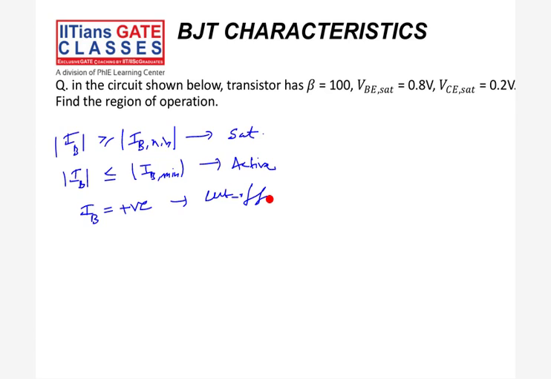Sometimes they ask questions about which mode or which region the transistor is working in. Like one question I have taken here. The circuit is shown; I have not drawn it yet, I will make it here. The transistor has beta 100, VBE saturation 0.8, VCE saturation 0.2. Find the region of operation. That is what they want to know. So I will make a circuit here. What is the circuit?